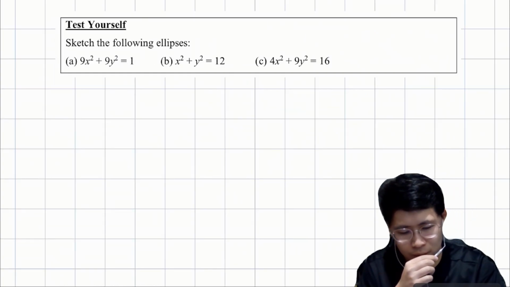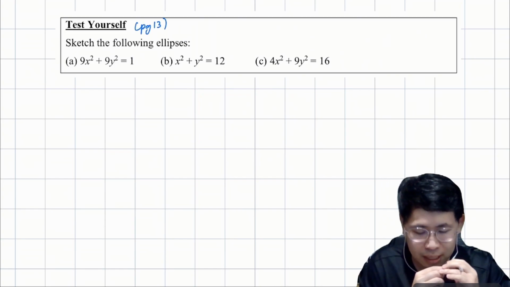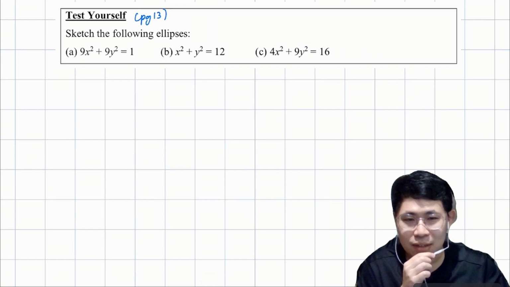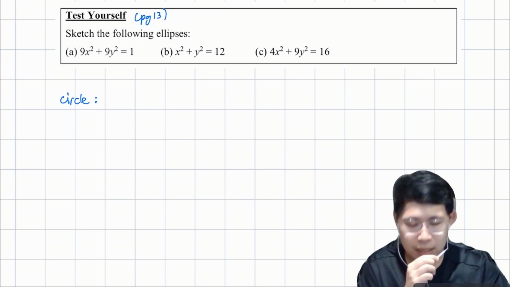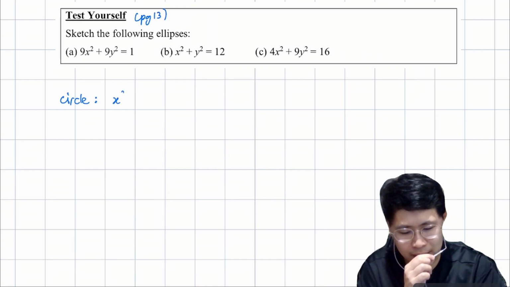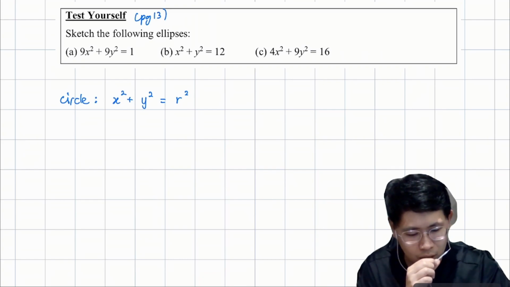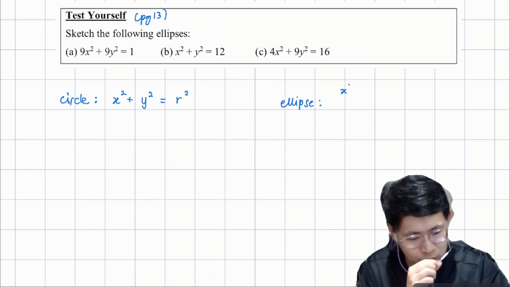Okay, so let's now look at Test Yourself in page 13. We need to sketch the following ellipses. For this one, we will need to check whether they are really ellipses or not. So let's recall a few things. The generic equation of a circle is x squared plus y squared equals r squared, the radius squared, whereas for an ellipse, this would be x squared over a squared plus y squared over b squared equals 1.